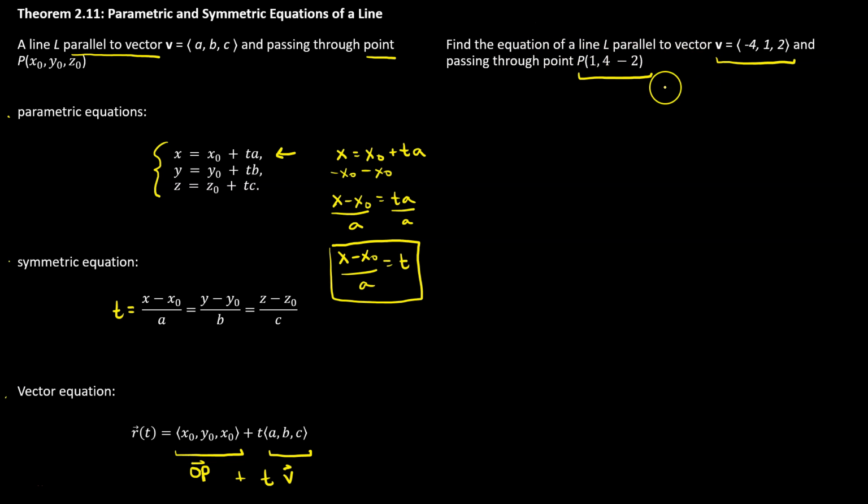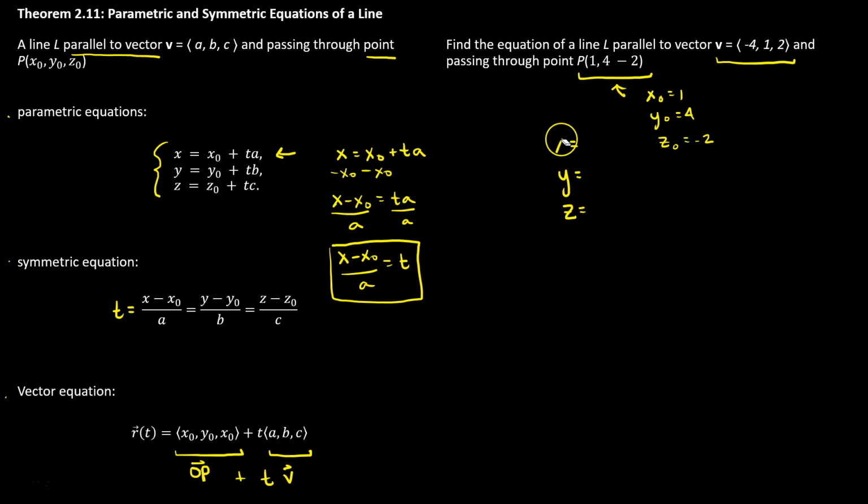Let's get to it. If we want to do the parametric equations, then we can write out our x equals, y equals, and z equals. We know that we'll have all three of them. These equations take in the coordinates from the point P. So we're going to take from our point P: x0 has to be 1, y0 has to be 4, and z0 has to be -2.